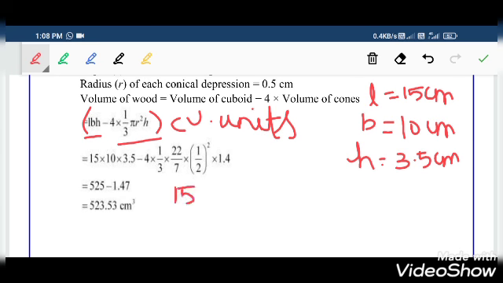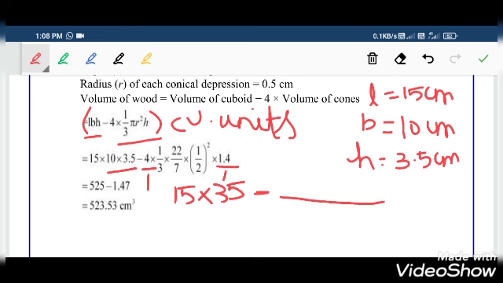15 into 10 into 3.5, you get 35. So minus, here you see 4, there is no denominator, 1 is the denominator. 1.4, there is no denominator, 1 is the denominator. So in this all-fraction multiplication, I have to take the numerator and denominator separately. So I split like this.